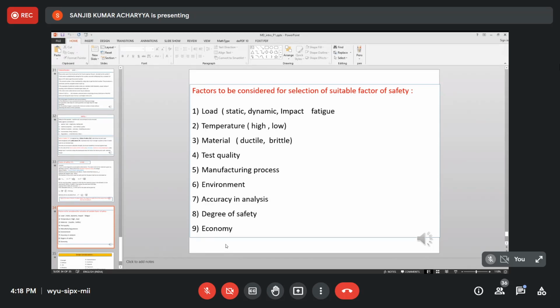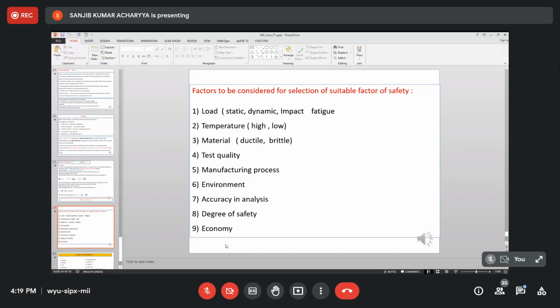In case of temperature, high temperature is a low risk zone. In low temperature, the material gets brittle. Therefore, if temperature is low, a higher factor of safety should be taken. For ductile material, huge plastic deformation occurs before failure. You can get some hints and take precautions. So ductile material will not produce catastrophic failure. Brittle material will do that. So you should use a higher factor of safety if the material is brittle in nature. Do you agree or not? Yes, sir.